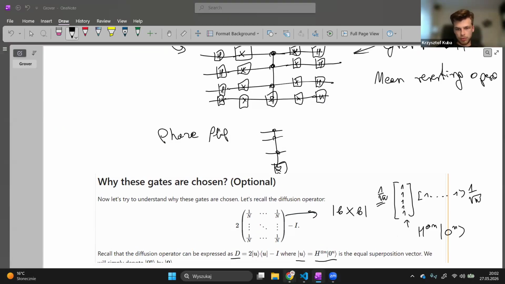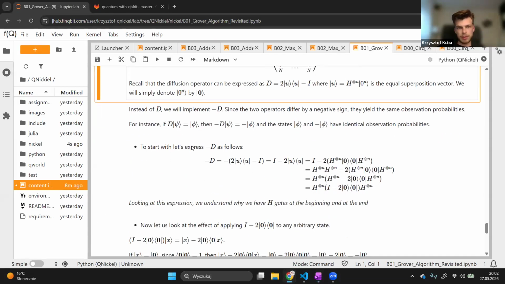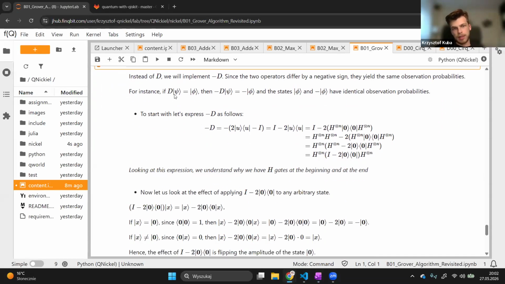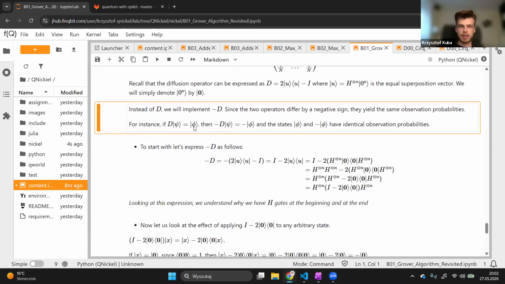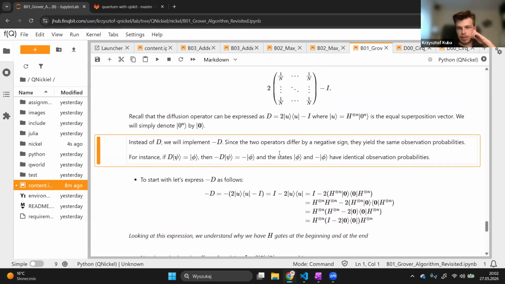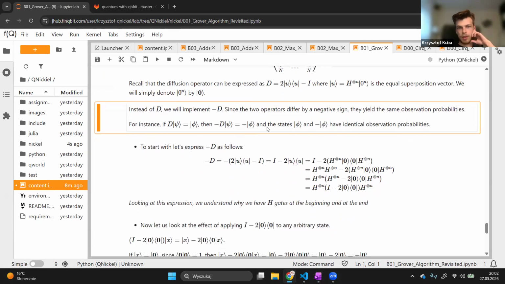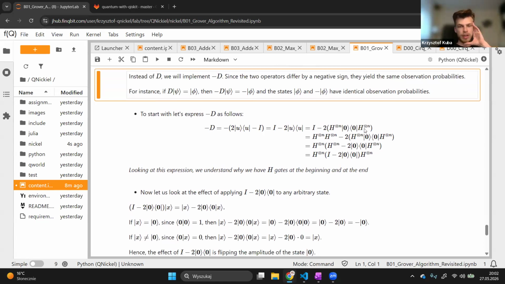And if we go back to this, we have an explanation that the effect of D on a given state psi is we will get the state phi, but we will implement this D with a minus sign because they have identical observation probabilities. So it doesn't really matter which state it is, because after all, we have the same probability of observation.